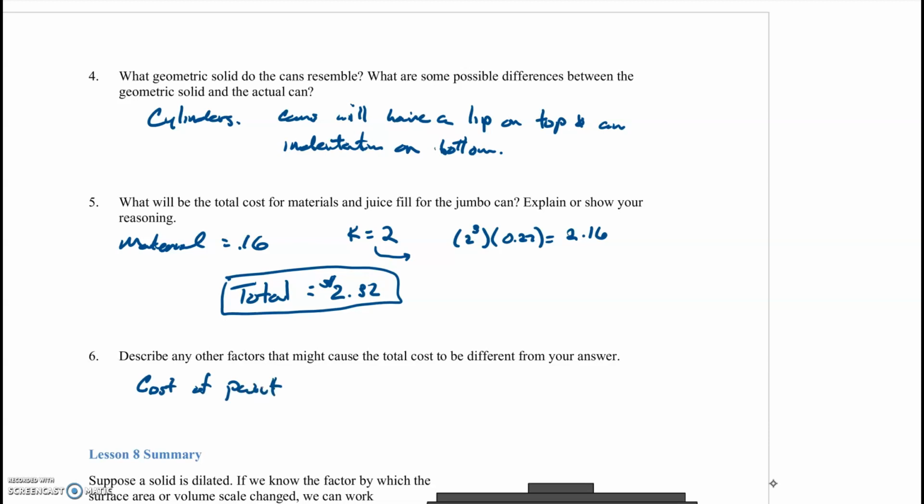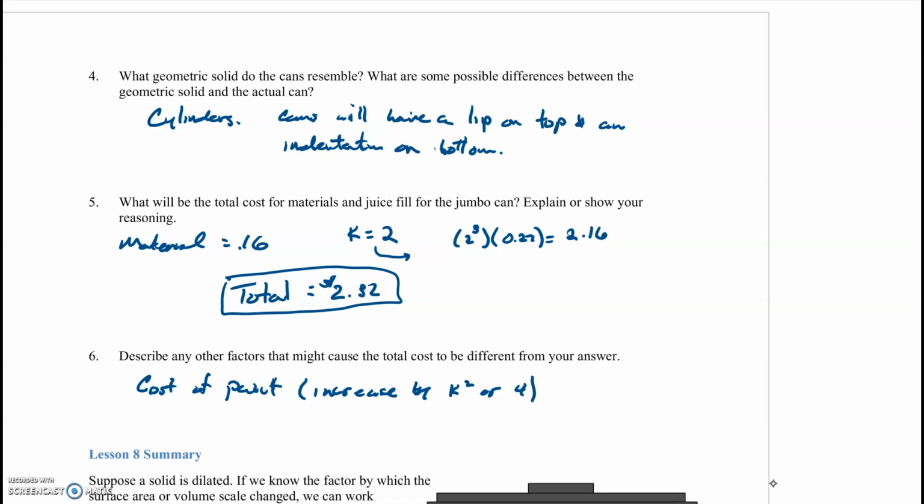and if you think about it, the cost of the paint should increase by, would that be the linear k value? Would that be the area k squared or the volume k cubed? And since we're painting the outside of the can, that's going to be a surface area. So it will increase by k squared, or 4. So it should increase by a factor of 4 for the cost of the paint.